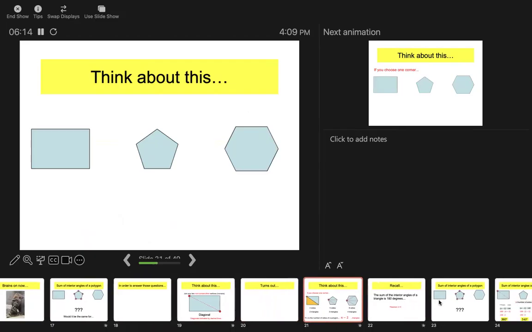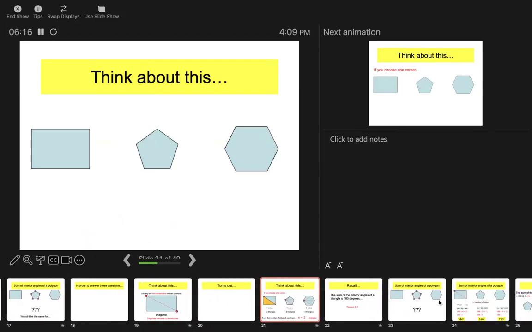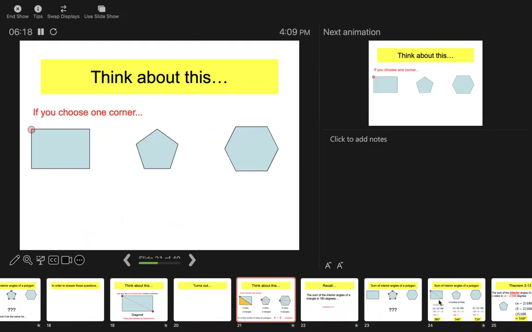So check this out. I have three different shapes there, three different polygons. If I choose one corner of my quadrilateral and create as many diagonals as I can, just one corner, well, that would only be one. And notice what it did when I did that. It broke it up into two different triangles. So let me write down some data. If you have four sides of a polygon and you make a diagonal, you wind up with two triangles.